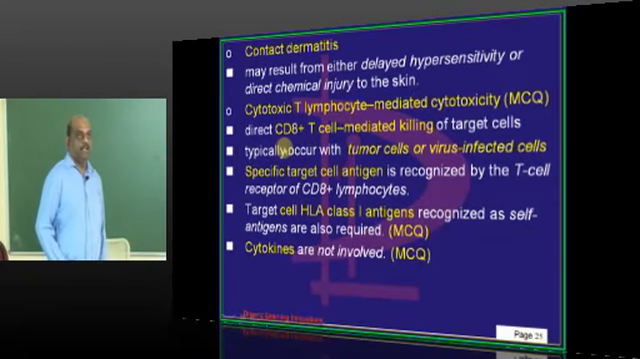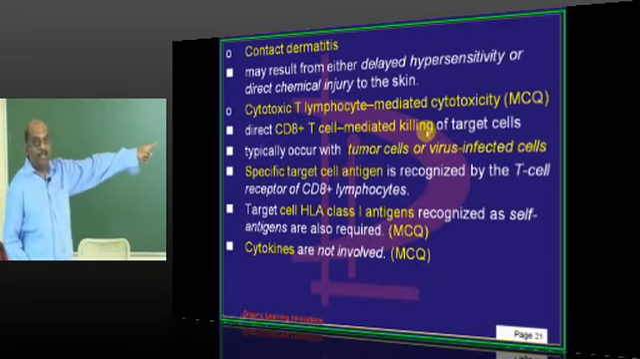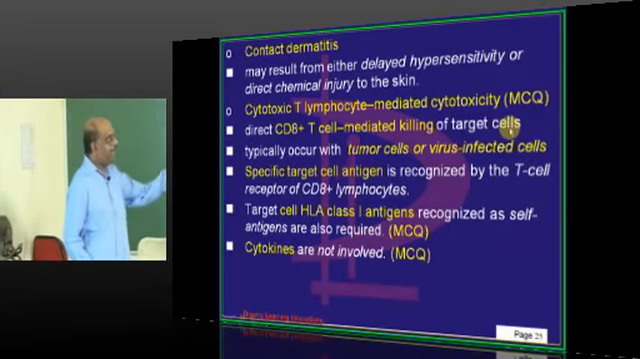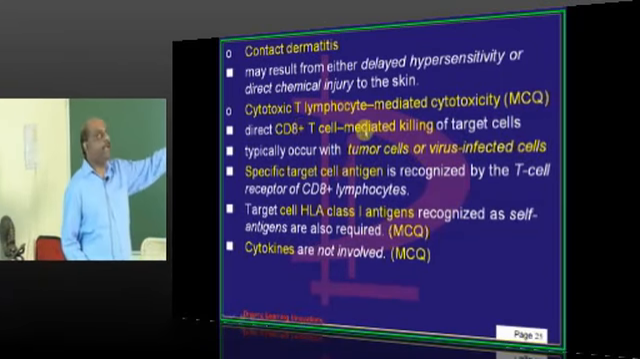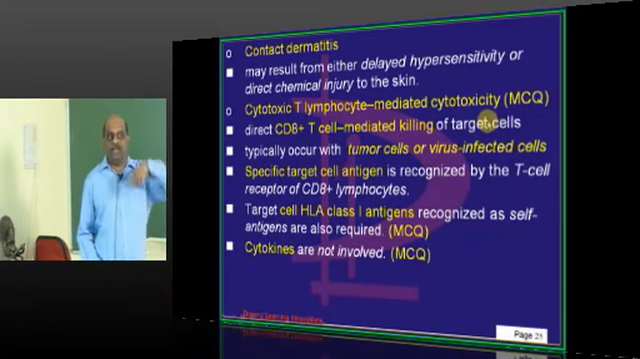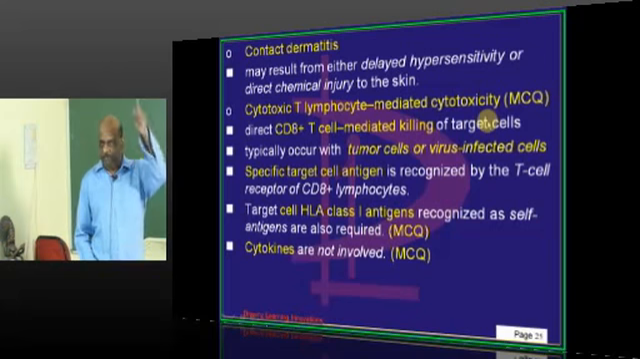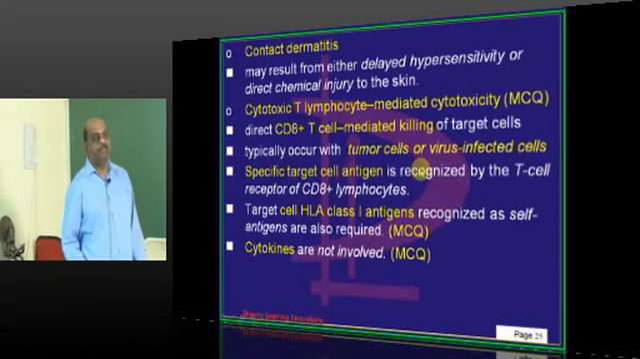Basically in this, the CD8 plus, not CD4. You have cytotoxic T lymphocytes, CD8 positive T lymphocytes, no? They are the ones which mediate the killing of the target cells. Where do we use cytotoxic T lymphocyte mediated cytotoxicity? Just like ADCC you have seen, antibody dependent cell mediated cytotoxicity, similar to that, you have cytotoxic T lymphocyte mediated cytotoxicity.